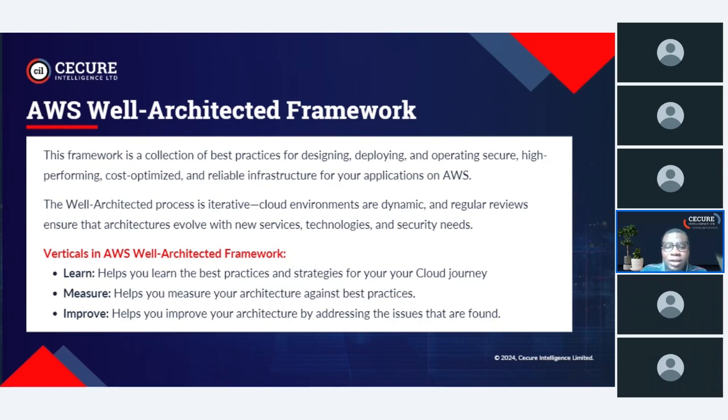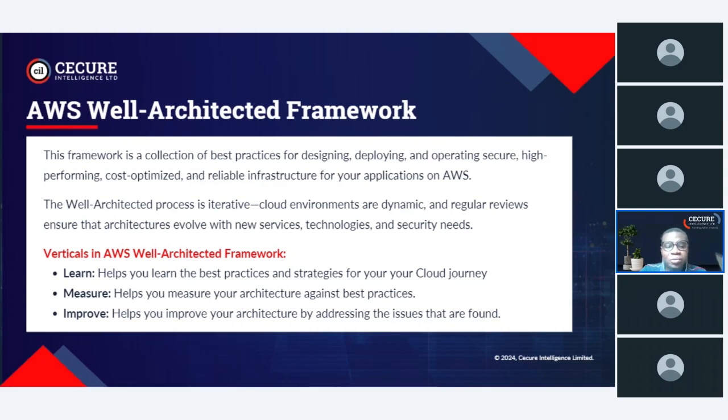For this AWS well architected framework, we have verticals, and we have 3 verticals. We have the learn, we have the measure, and we have the improve. For the learn, this is you learning the best practices and strategies for your cloud journey. And for the second one, which is the measure, this is you measuring your architecture against these best practices. So when you learn the best practices in the first vertical, for the second one, this is you putting your workload against the best practices. And that is when you'll be able to find issues in your workload.